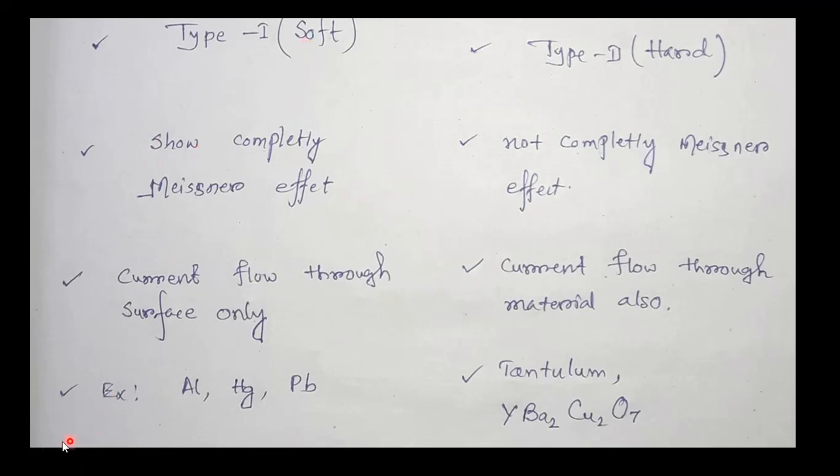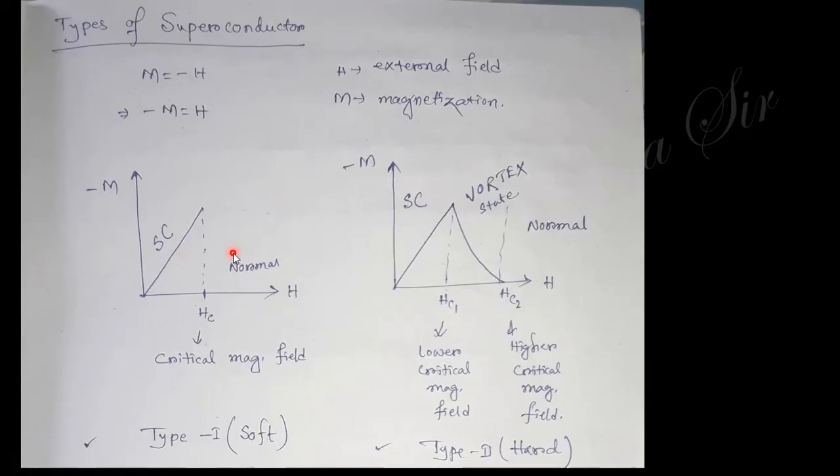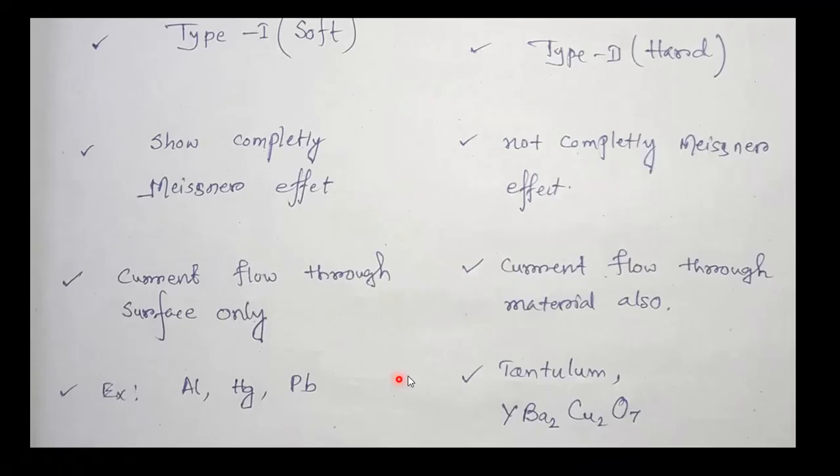Type 1 shows the Meissner effect. That is, below the critical temperature it behaves diamagnetic, above the critical temperature it's paramagnetic, but it does not show the Meissner effect completely because there is a transition. And current flows on the surface only in the case of soft superconductor, but in the case of type 2 superconductor, that is hard superconductor, current flows through the material also.